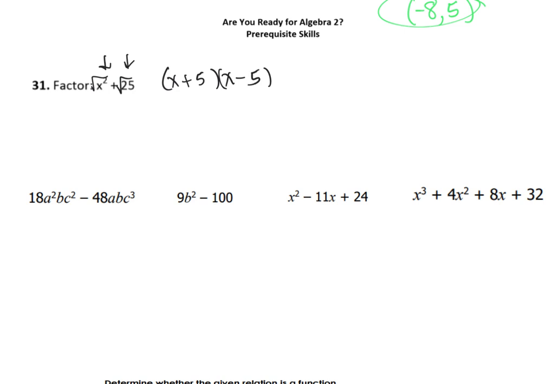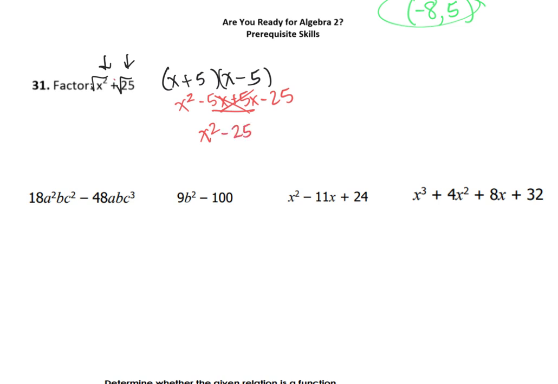You paid attention, but you missed a part. Because look what happens if I FOILed this out. I would get x squared minus 5x plus 5x minus 25. And when I combine those middle 2 terms, they would cancel out. I'd get x squared minus 25.